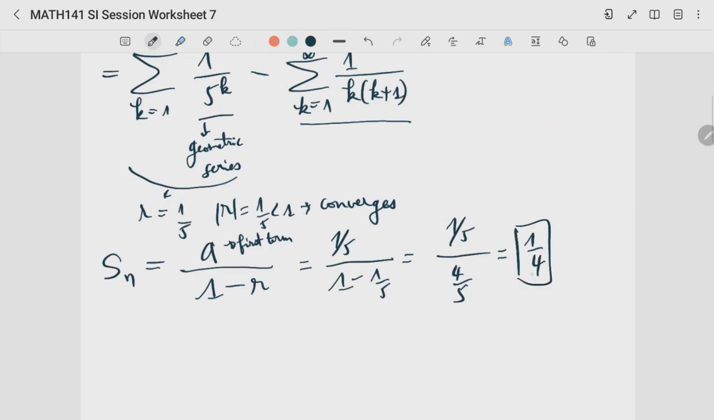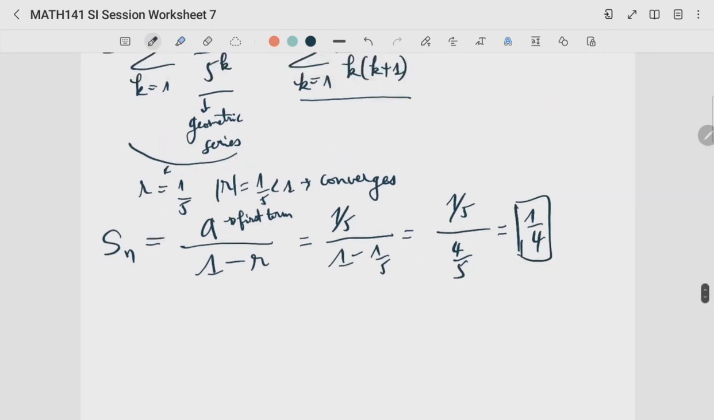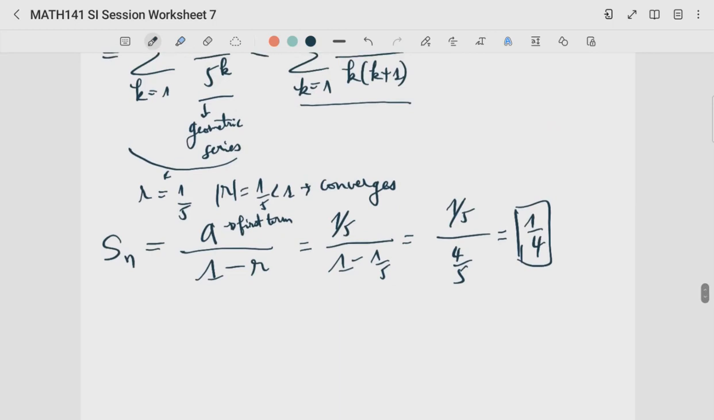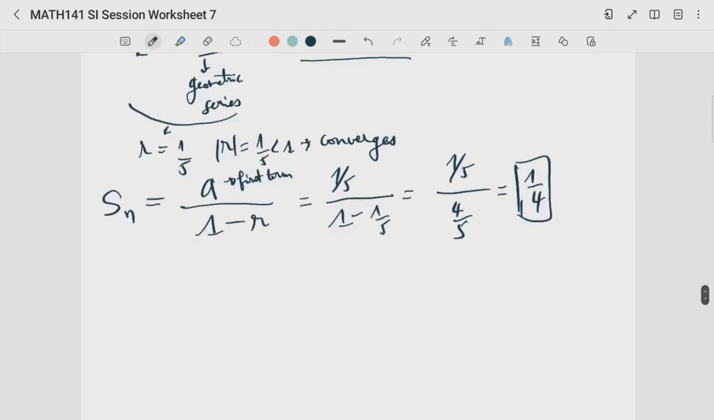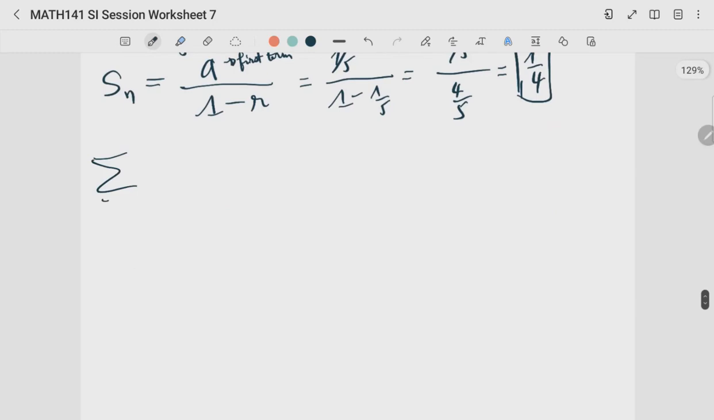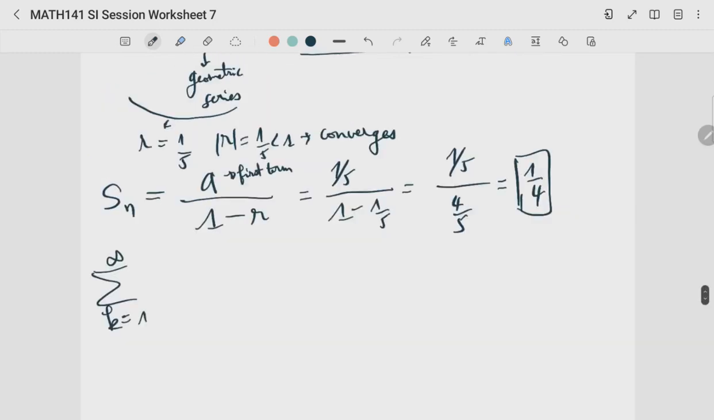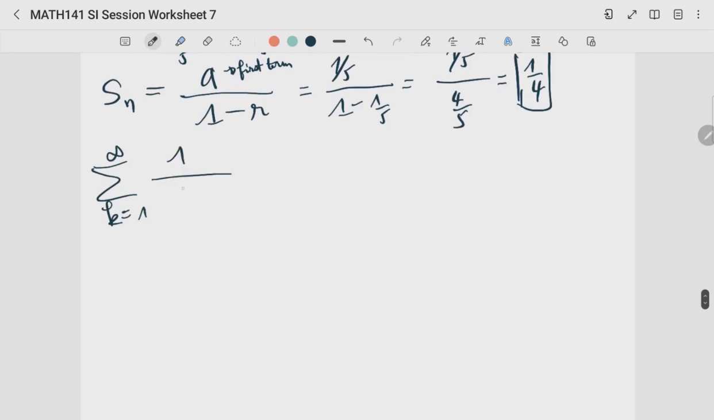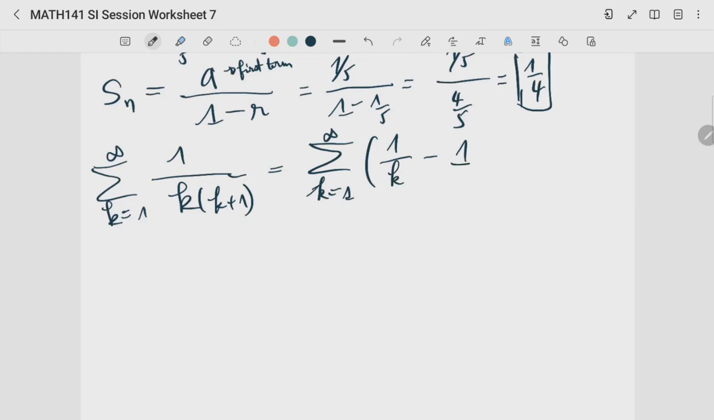Our sum is 1/4. So now we have to find the sum of our second series, which is the sum from k equal to 1 to infinity of 1/(k(k+1)). If you use partial fractions to separate this into two fractions, you'll find that this is just equal to the sum as k goes from 1 to infinity of 1/k minus 1/(k+1).